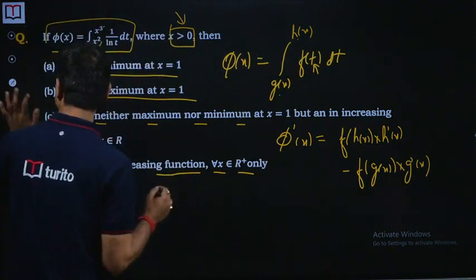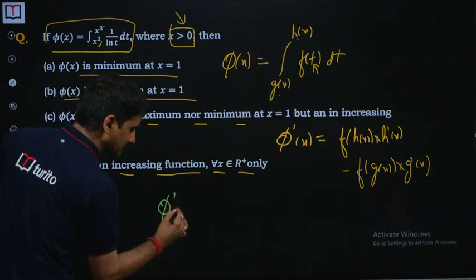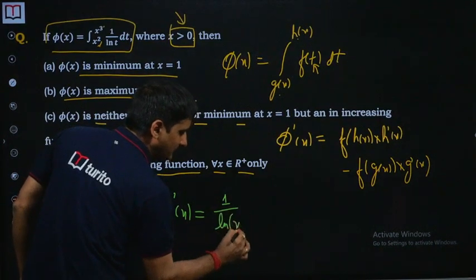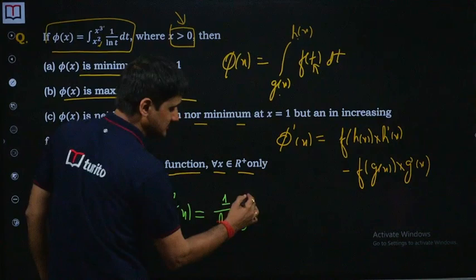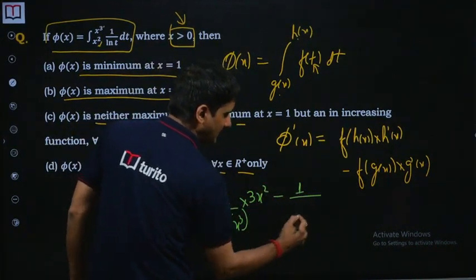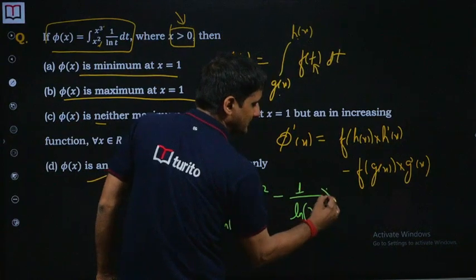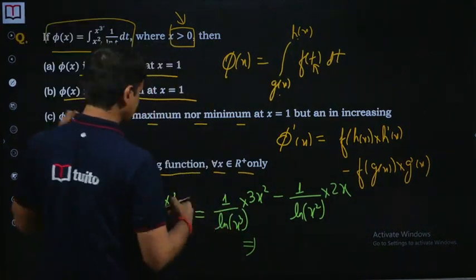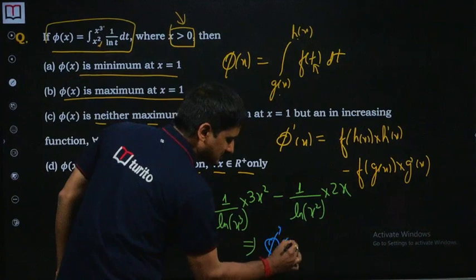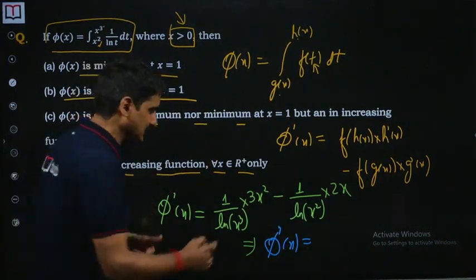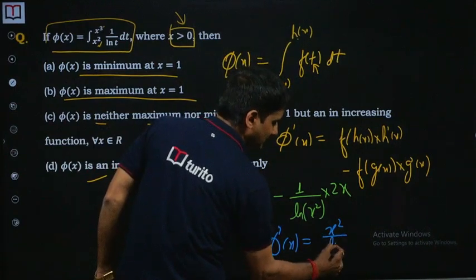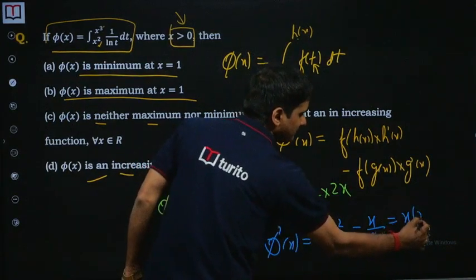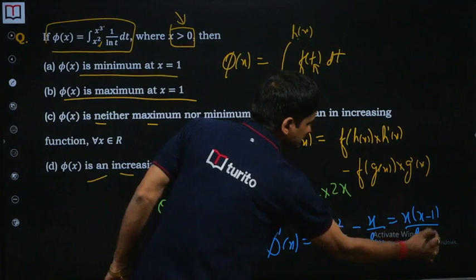So now writing phi dash x. So what is it? So 1 by ln of upper limit into derivative of x cube, which is 3x square, minus 1 by ln of lower limit into derivative of x square, which is 2x. So see, this is such a well framed question, isn't it? Because ln x cube is 3 ln x, 3 will get cancelled, x square by ln x, minus 2 gets cancelled, x by ln x. So isn't that x into x minus 1 by ln x, since x is positive?